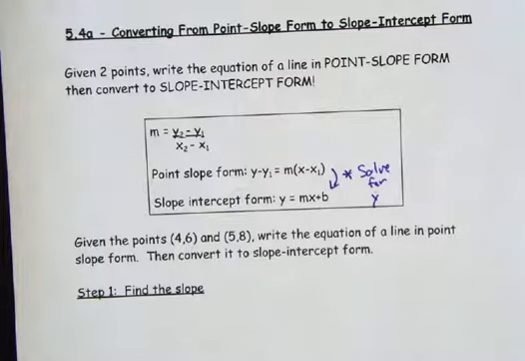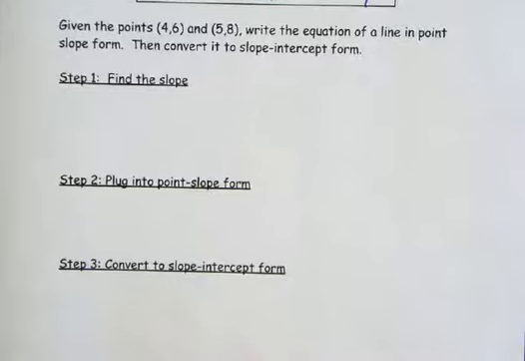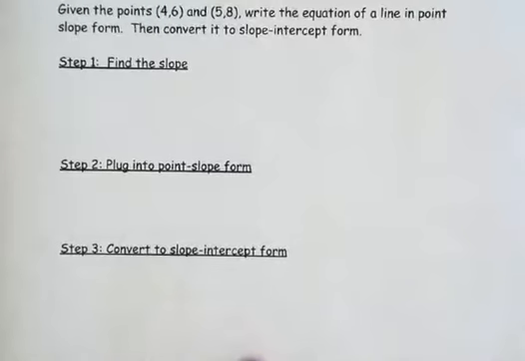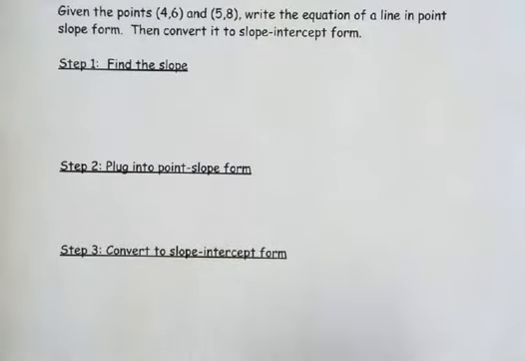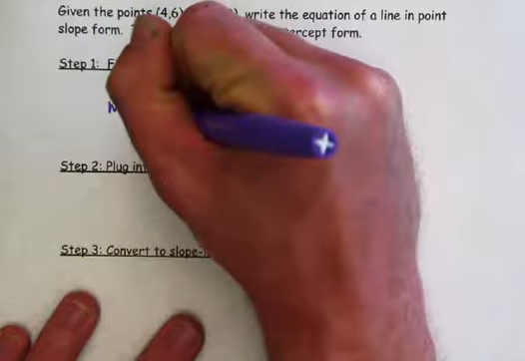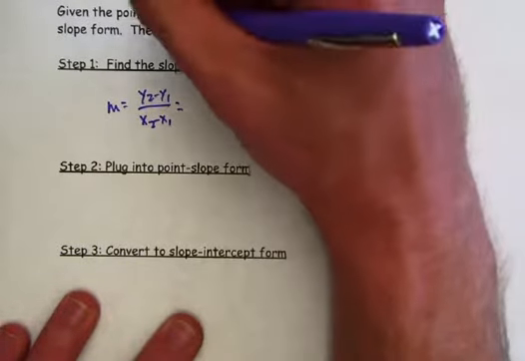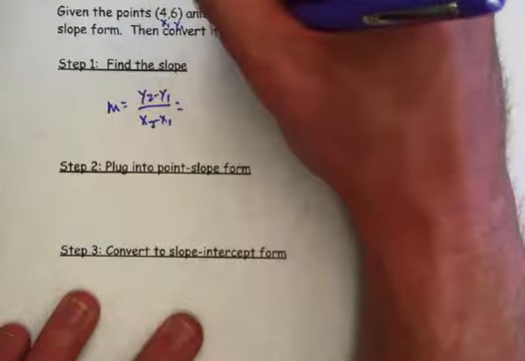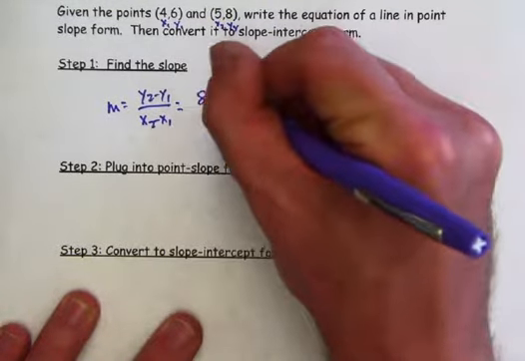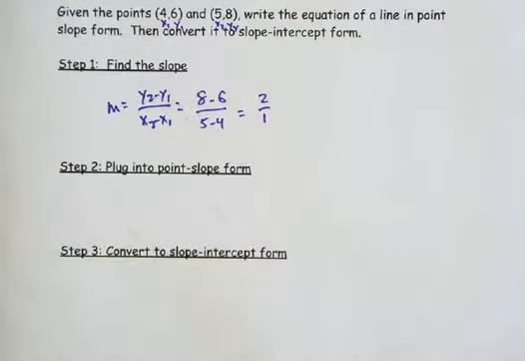So let's practice this. Here it says, given the points 4, 6, and 5, 8, write the equation of a line in point-slope form, then convert it to slope-intercept form. Well, great. Let's start by finding our slope. m equals y2 minus y1 over x2 minus x1. Look up here. This is x1, y1, x2, y2. So that gives us 8 minus 6 over 5 minus 4, which gives us 2 over 1. Our slope, m, is 2.